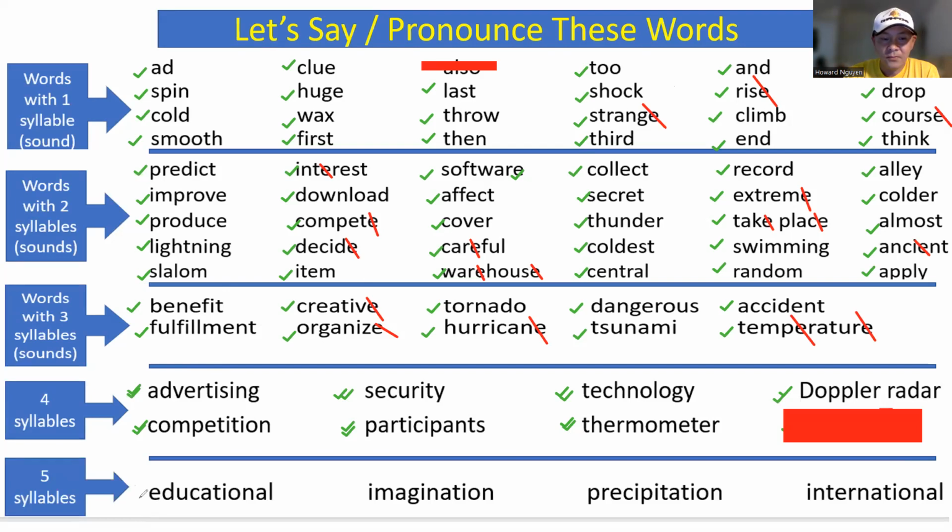We have educational, imagination, precipitation, and finally, international. I hope you can pronounce these words, know what these words mean, and use them in different situations.